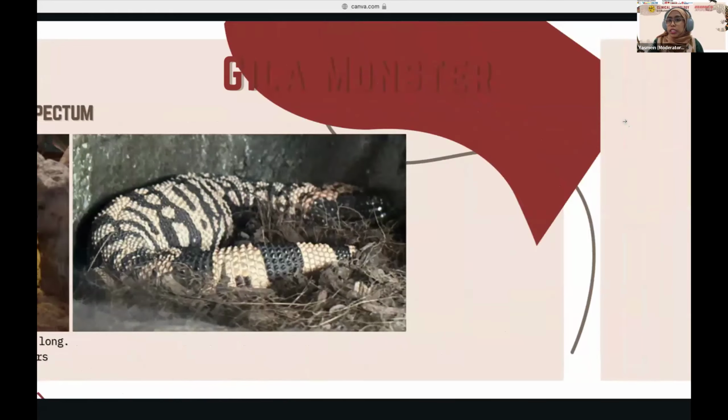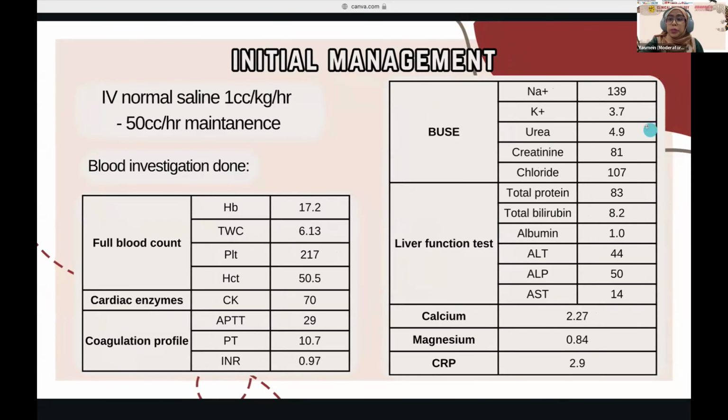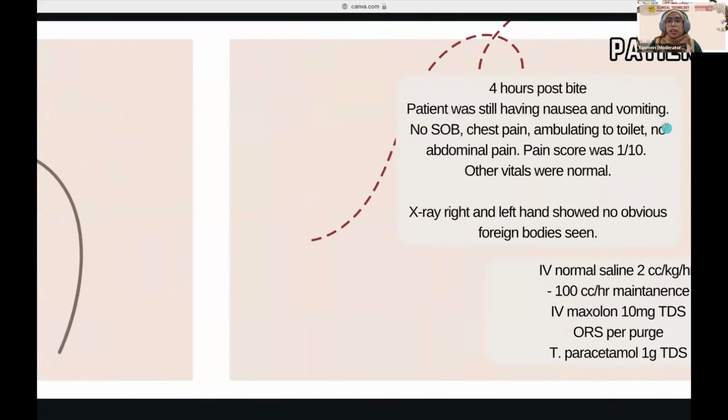So once she presented, this was the initial management that was done. IV normal saline of 1 cc per kilogram per hour. So for her body weight, 50 cc's per hour maintenance was given, and blood investigations were done. So at this point of time, possibly moving on to the patient's progress as well.